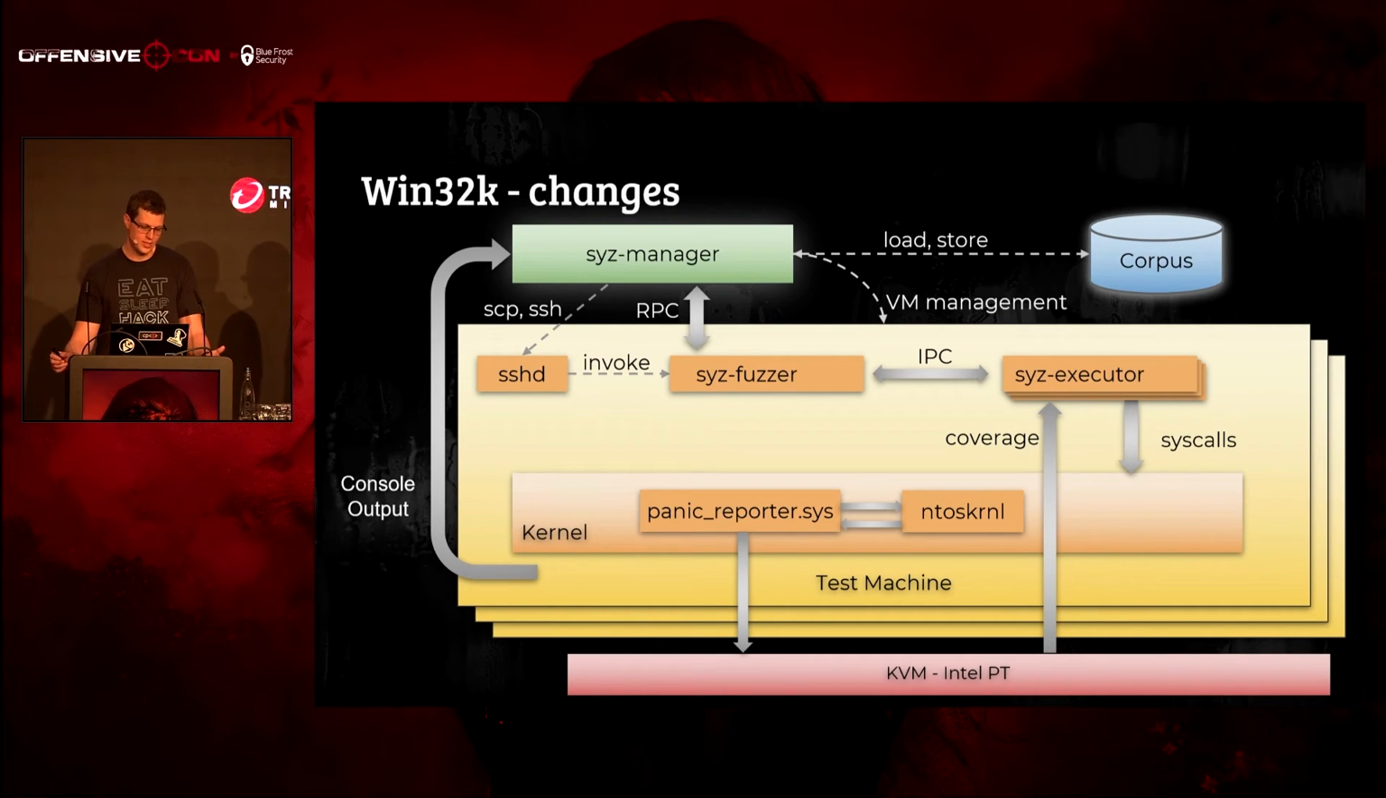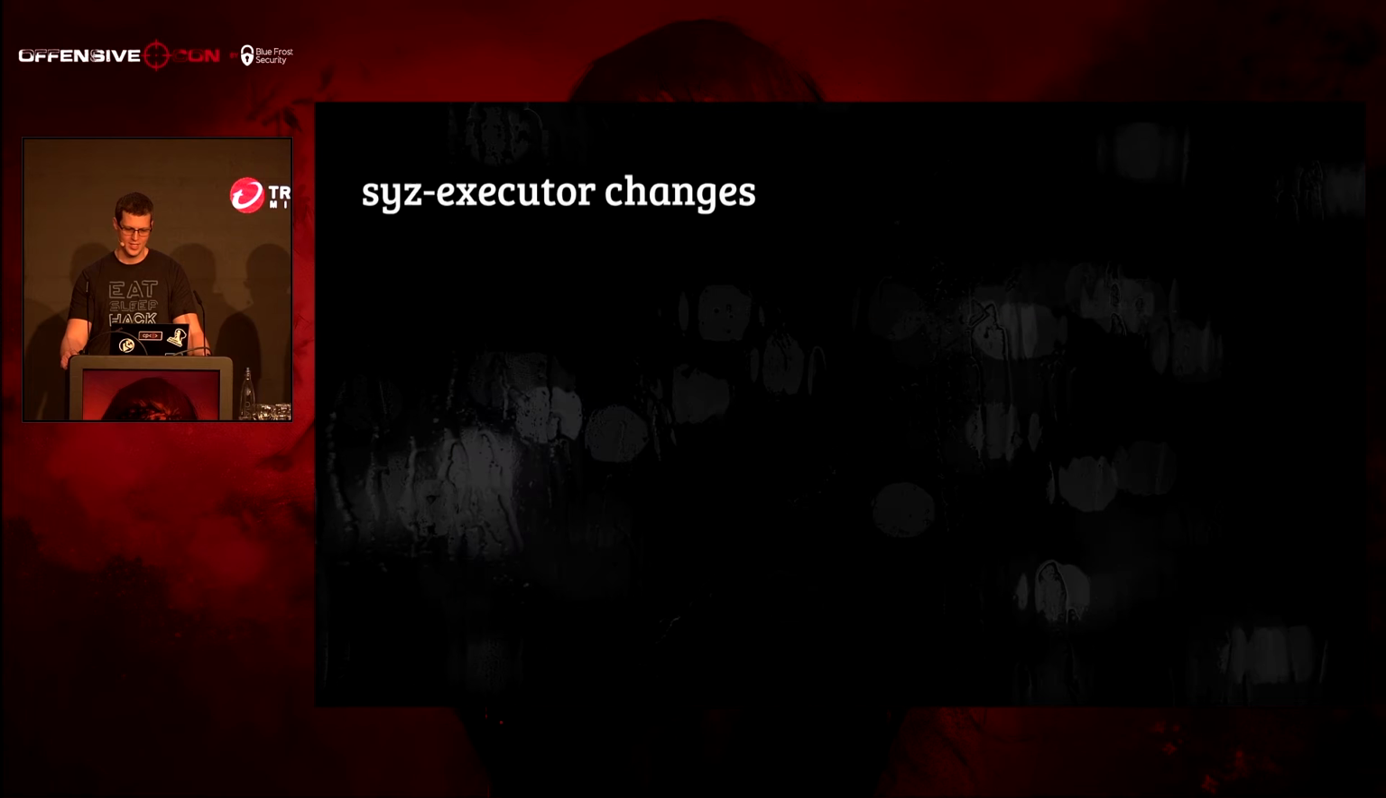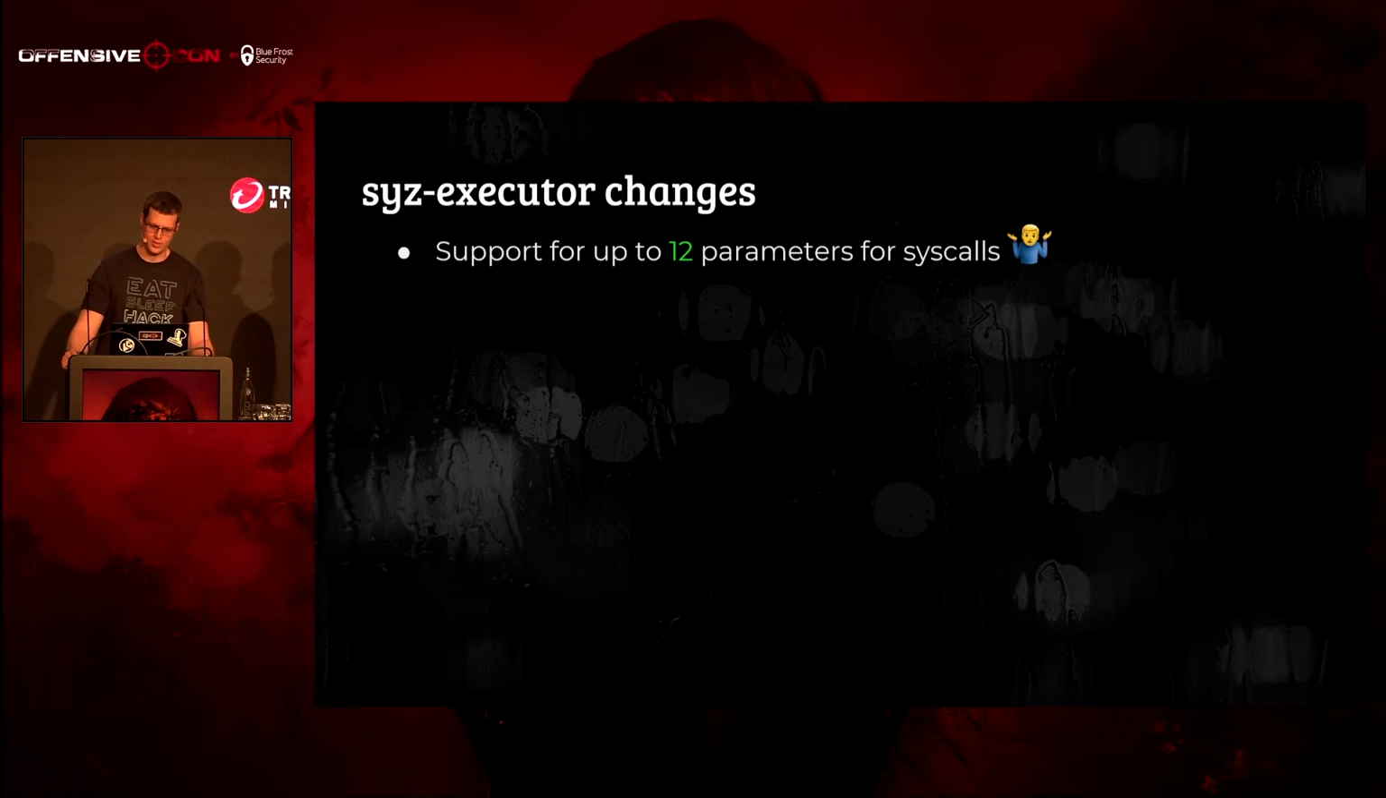So we had to do additional changes. First, we had to make changes to the fuzzer, the executor, a few changes to IPC because we're moving from Linux to Windows, and minor changes to the coverage. Our first attempt at porting was to change the extension to .exe and hope for the best. But since that didn't do the trick, we had to do real work. First, we had to do changes to the executor, which was to support up to 12 parameters per syscall, because you know Windows.